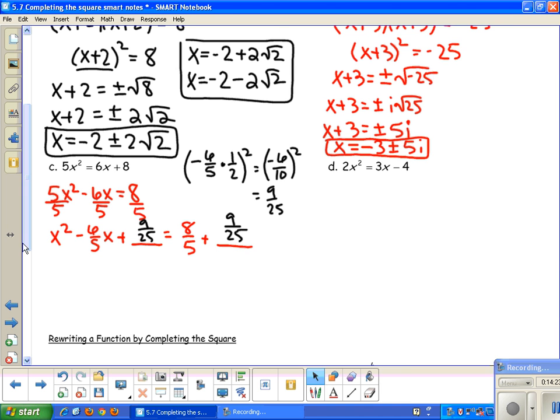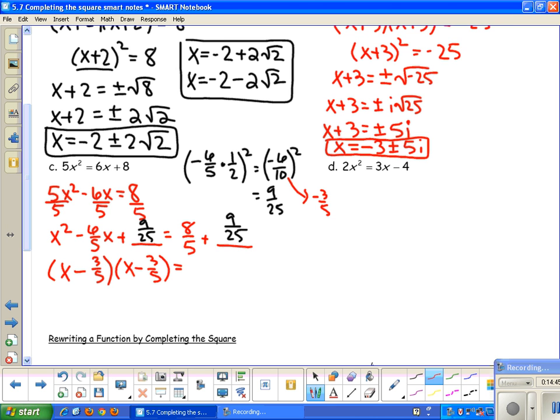So now we want to factor this, and when I factor this, remember we said this factors into x, and since our linear term is negative, this is going to be negative in here. So minus, and it's always half the linear term, so this right here is really negative 3/5, and then we squared it to get 9 over 25. So x minus 3/5 times x minus 3/5 equals, and then of course we're going to do 8 fifths plus 9 over 25 is 49 over 25, and you can use your calculator math fraction key to get that.